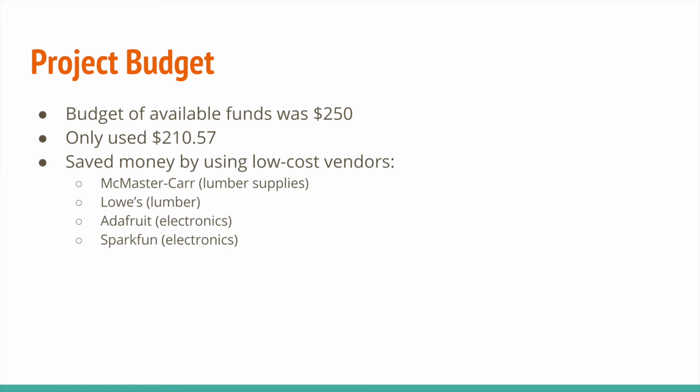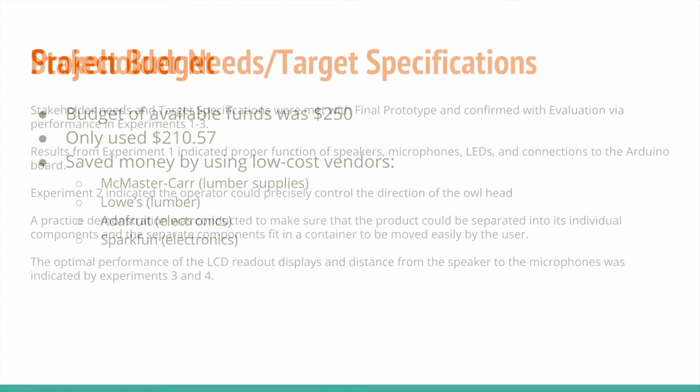Our total available project budget was $250. We only spent $210, giving us around $40 left, and we saved money mainly by using low-cost vendors such as McMaster-Carr for our lumber supplies, Lowe's for lumber, and then Adafruit and SparkFun for our electronics.